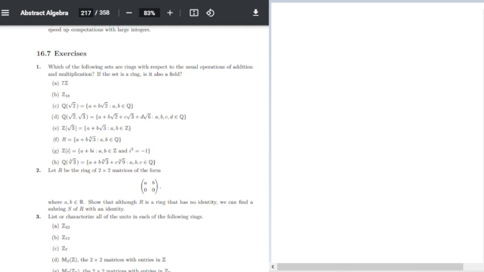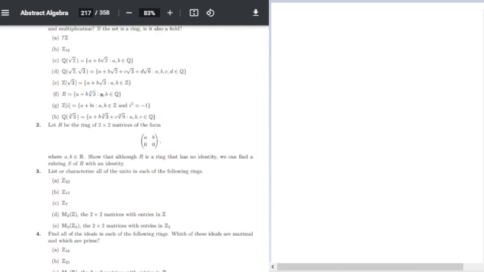So Z adjoin square root of 3. This should be a ring, yeah. This will be a ring under our commonly identified things, but it will not be a field, considering even Z is not a field. So there's still no 1 over 2 in this.